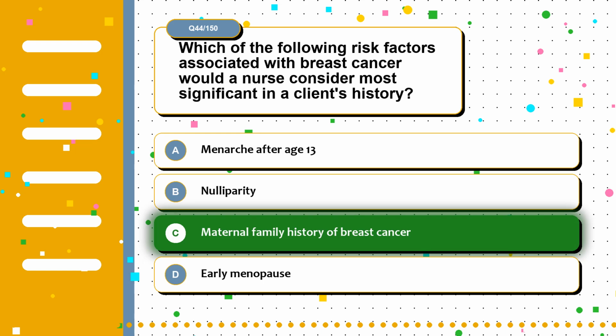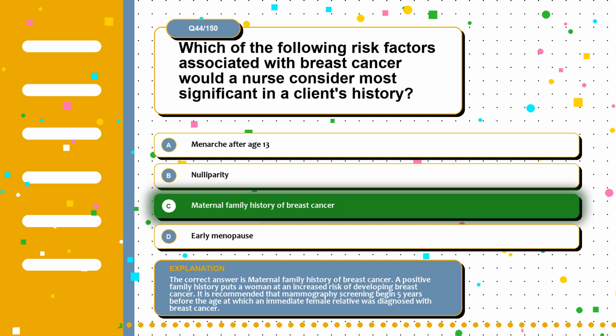The correct answer is option C. Maternal family history of breast cancer. A positive family history puts a woman at an increased risk of developing breast cancer. It is recommended that mammography screening begin 5 years before the age at which an immediate female relative was diagnosed with breast cancer.